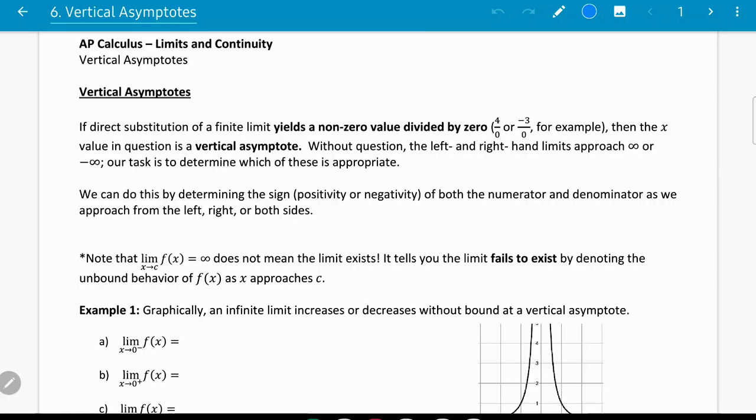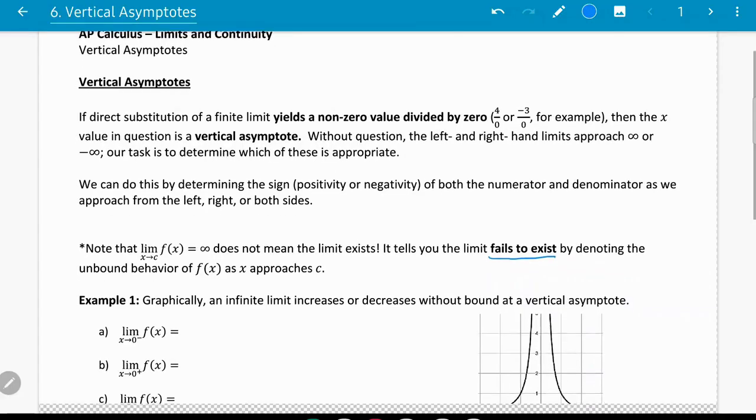So we're going to determine the sign, whether positive or negative, of both the numerator and denominator as we approach from the left and right or both sides. So remember, just because the limit equals infinity does not mean the limit exists. It tells you that the limit fails to exist by denoting that it has unbounded behavior.